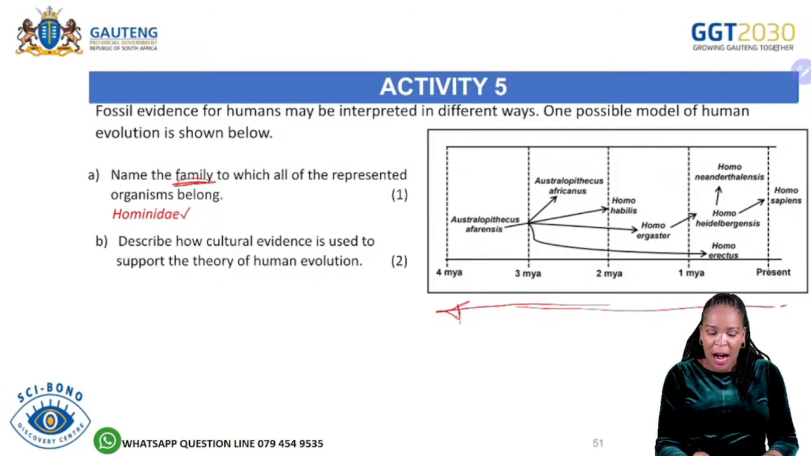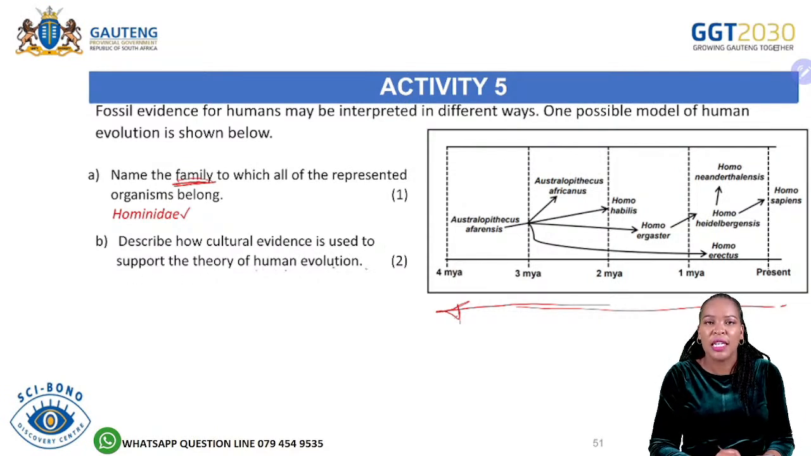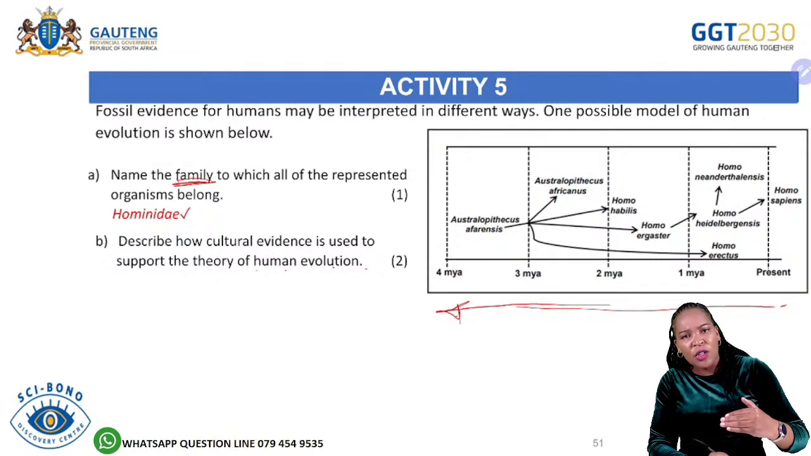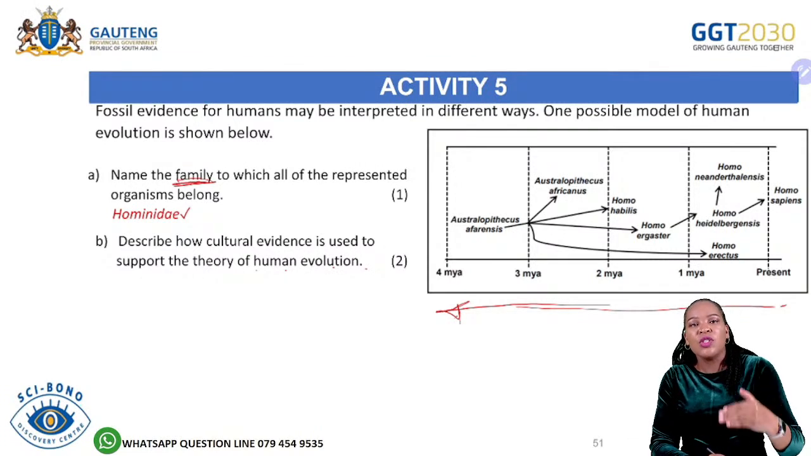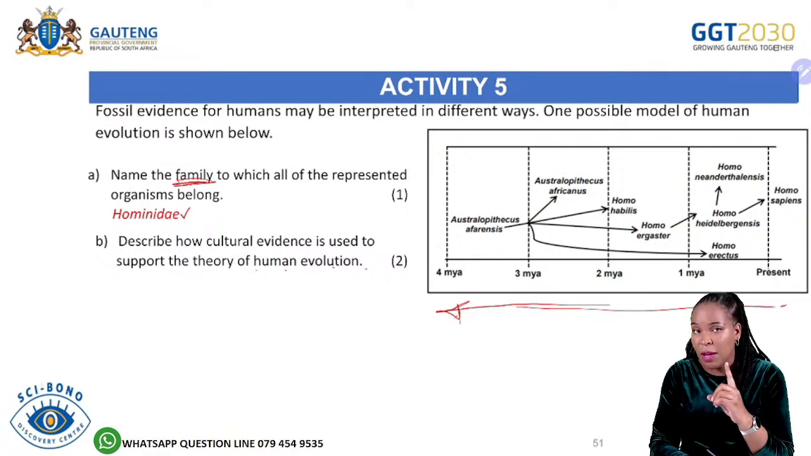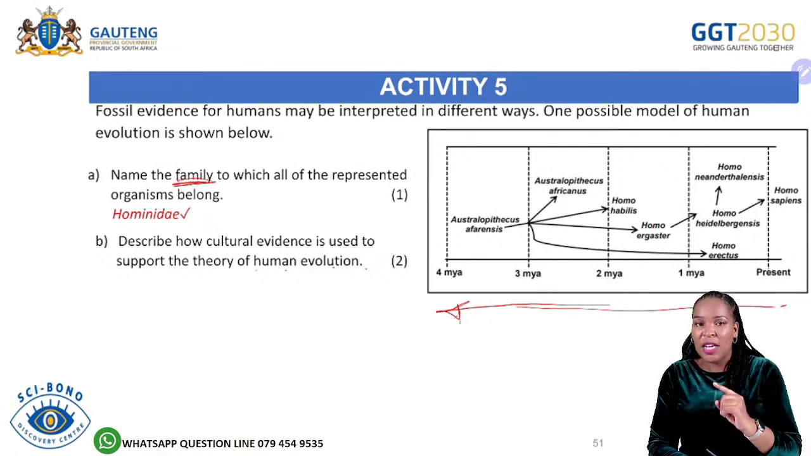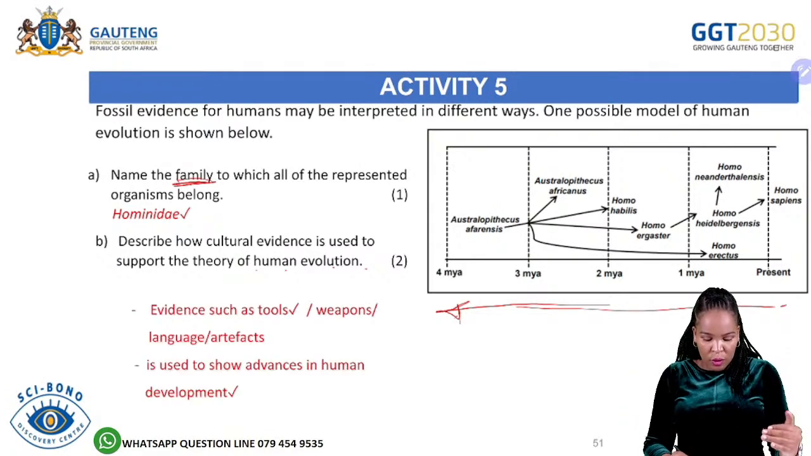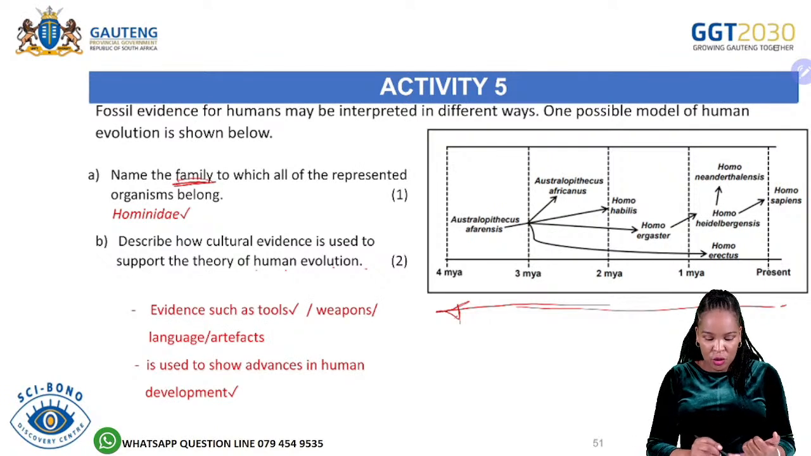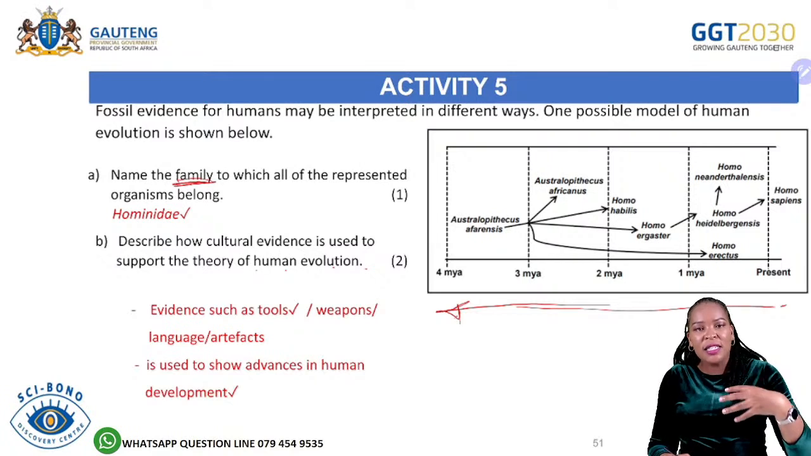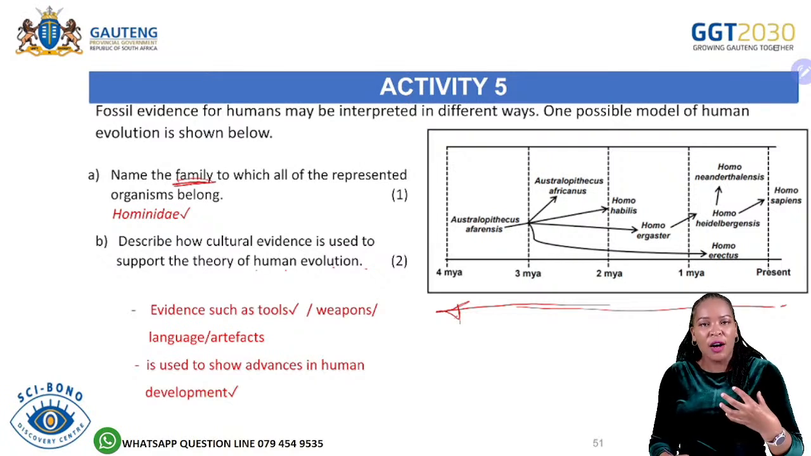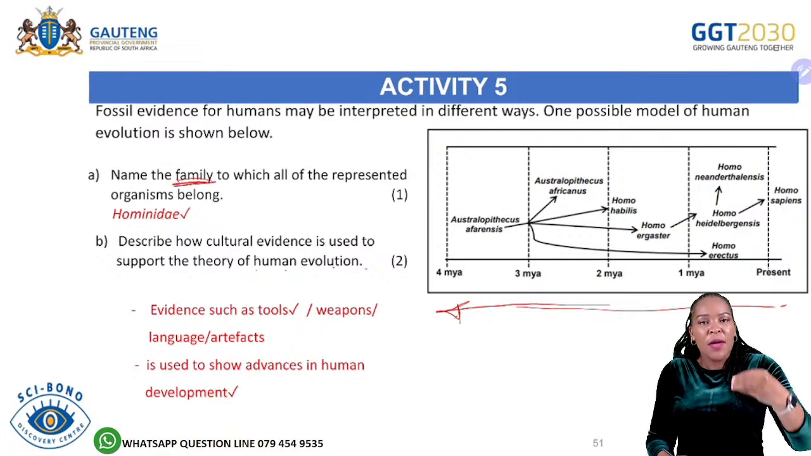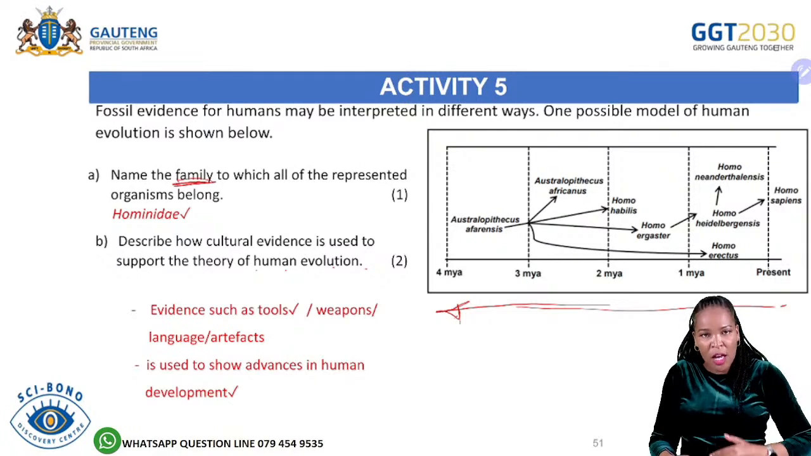Describe how cultural evidence is used to support the theory of evolution. Now, we're bringing cultural evidence in. How do they use it to support the theory of evolution? Remember, not out of Africa, but the theory of evolution as a whole. They use evidence such as tools, weapons, language, artifacts. It is used to show the advances in the human brain. This shows how they may have evolved from one species to the next.